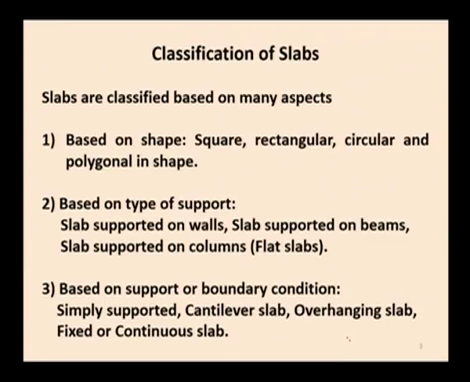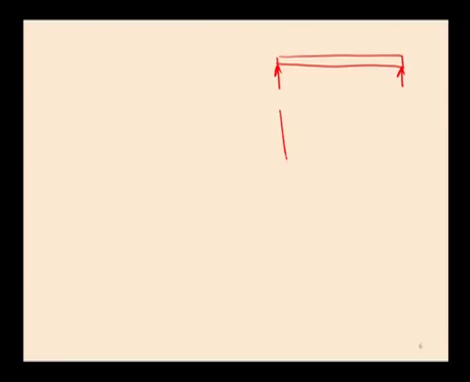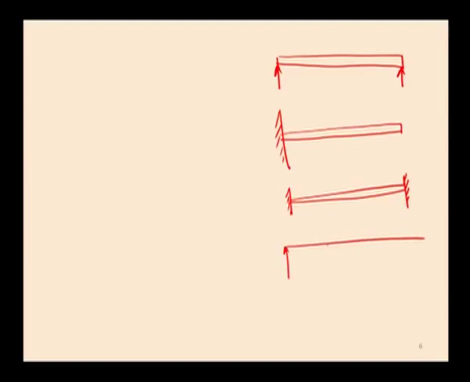Next is the cantilever slab. The slab whose one end is fixed and the other end is free is called a cantilever slab. Another one is the fixed slab. The slab which is fixed at both ends is called a fixed slab. And the continuous slab is the slab which is continuous over the supports, that is, supported on more than 2 supports.